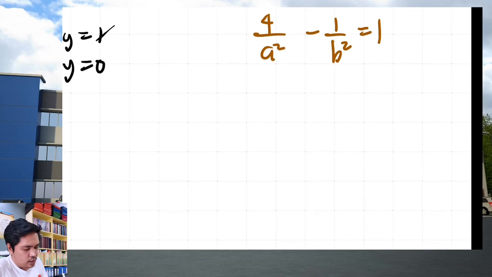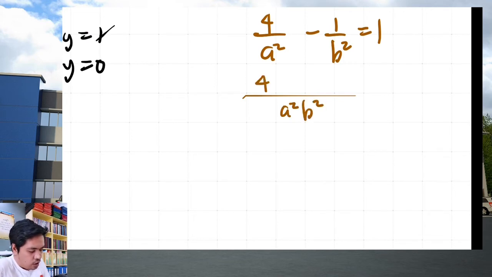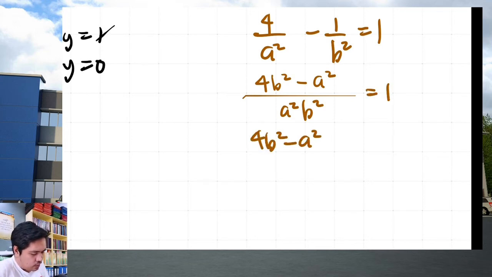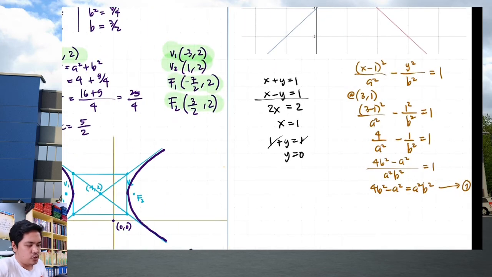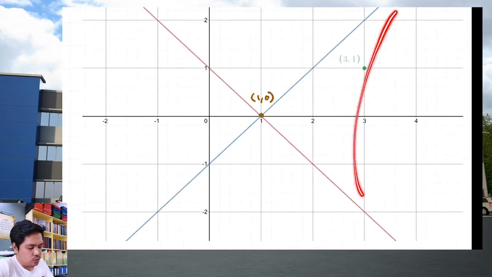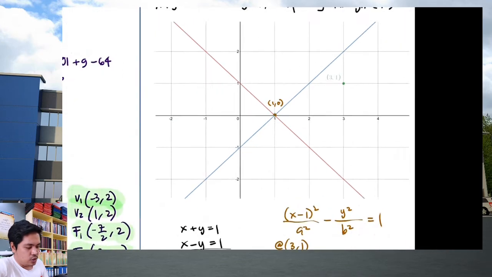Simplify further. The LCD is a squared, b squared. So this becomes 4b squared. Ayan. Minus a squared. Okay, tama ba? So a squared, okay, cancel, okay. That's equal to 1. So therefore, 4b squared minus a squared is equal to a squared, b squared. So this is now our first equation from the first condition. Again, the first condition is that the hyperbola passes through 3, 1. So that, yun yung condition natin.